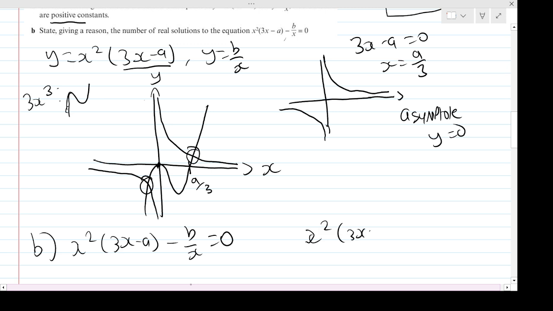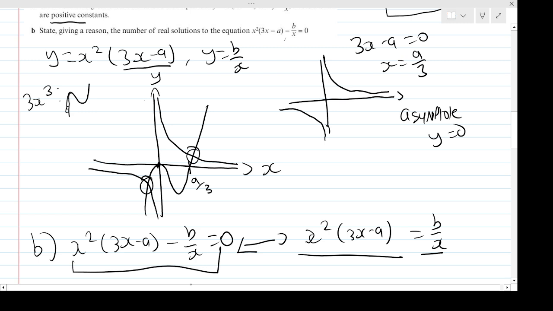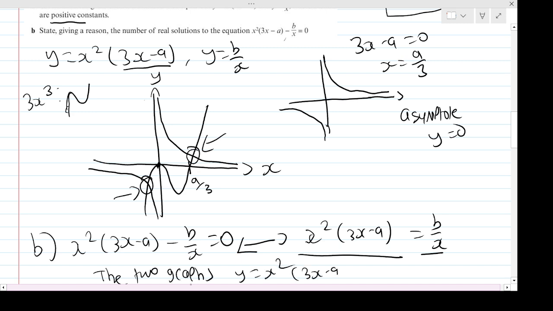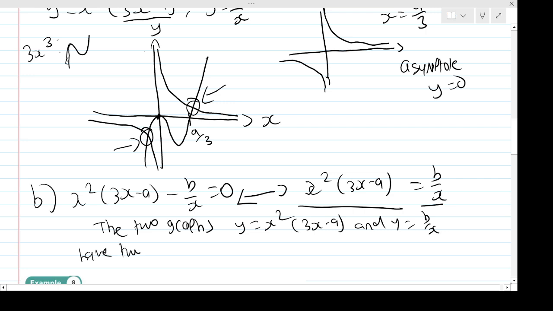So what if x squared times (3x minus a), by rearranging, equals b over x? Well, then that just corresponds to the two graphs equaling each other. So y equals x squared times (3x minus a) equals y equals b over x. So the two graphs equal each other. Okay, so the solutions to this have to correspond to the intersections of these two graphs. As we just saw, we saw that they are circled here and here. There are two intersection points. So the two graphs, y equals x squared times (3x minus a) and y equals b over x, have two intersection points. Hence, there are two solutions to the equation.